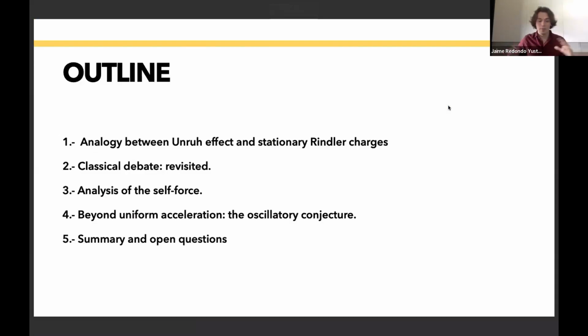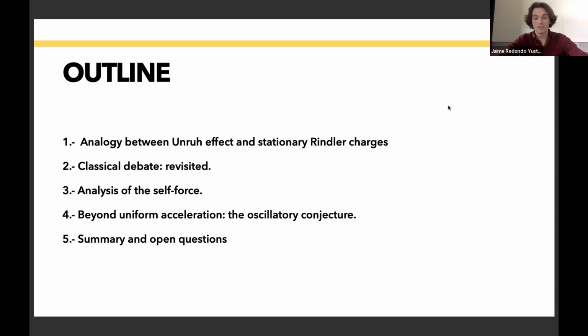So just to summarize a little bit, my main message is just to motivate that there are some things that can be learned by looking at the classical radiation reaction problem and the analysis of self forces that can be useful and have some very clear analogies in QFT and curved spacetimes. The main one being the relation between the Unruh effect and the radiation of charges in Rindler spacetimes.